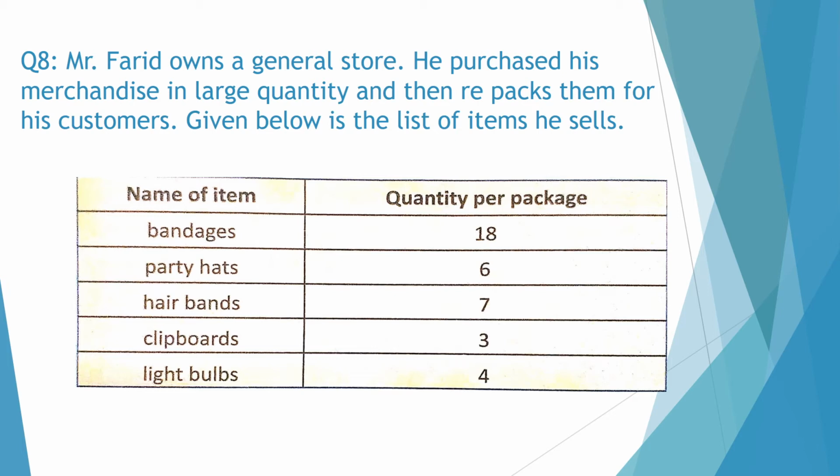So the number of items are: bandages 18 per package, party hats 6 per package, hairbands 7 per package, clipboards 3 per package, light bulbs 4 per package, meaning in one package there are these numbers of items. In one pack of bandages there are 18, in one pack of party hats there are 6, in one pack of hairbands there are 7, in one pack of clipboards there are 3, and in one pack of light bulbs there are 4. So let us see.